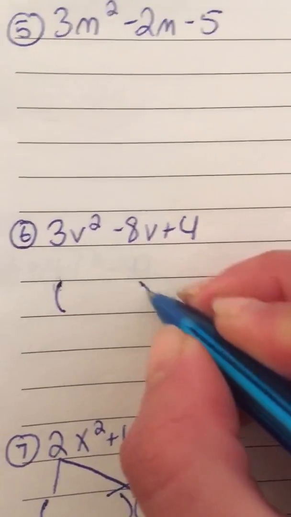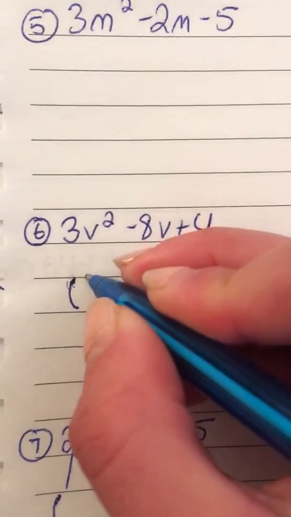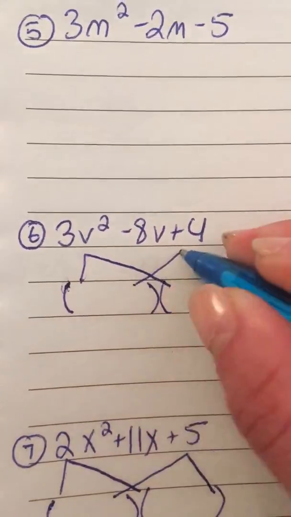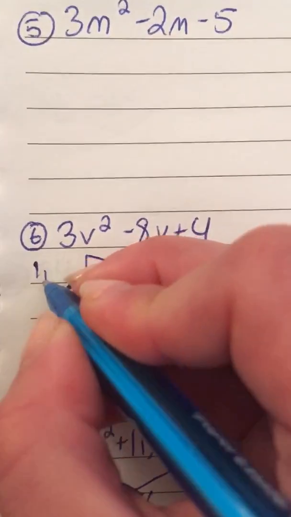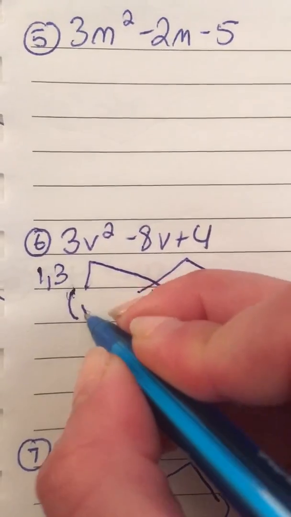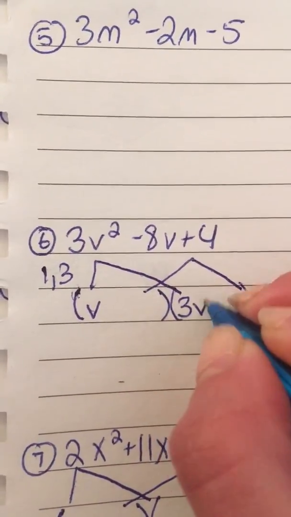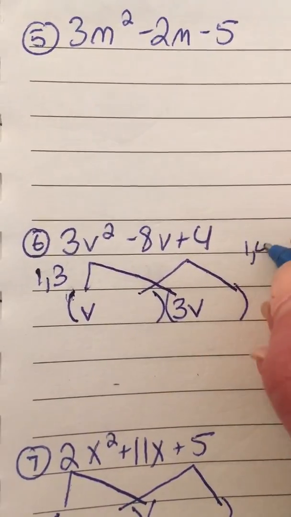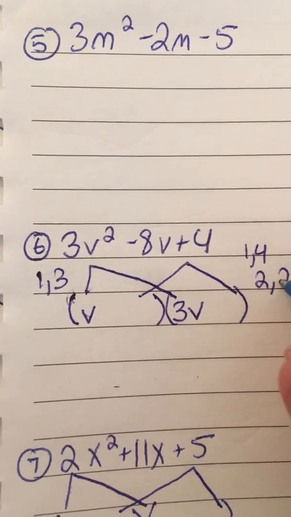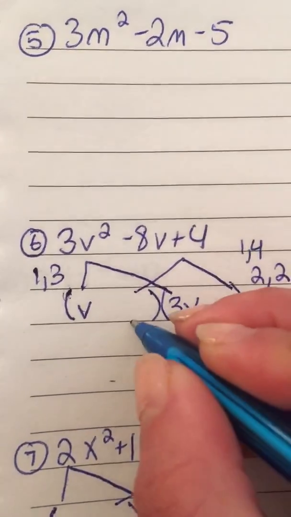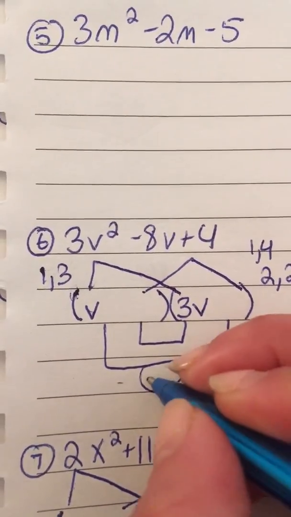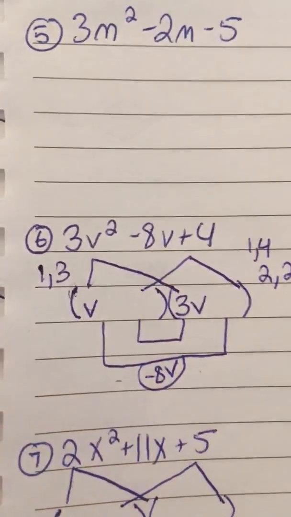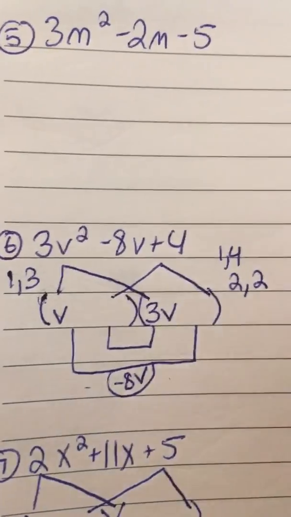Okay, so let's set up our parentheses. First and last. It's more to check with. That one's too easy. All right, so first has to be 1 and 3. So 1v and 3v. Last can be 1 and 4 or 2 and 2, to multiply to 4, and set up your inner and outer, they need to add up to negative 8v. So let's try 1 and 4.